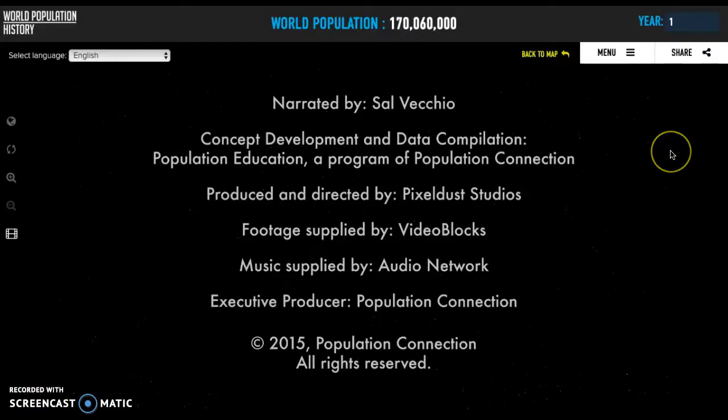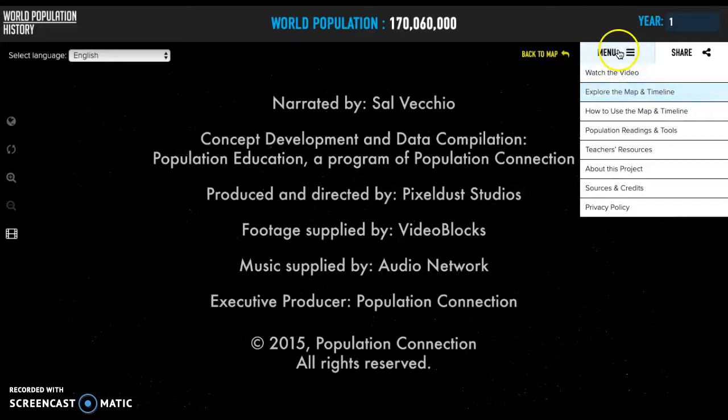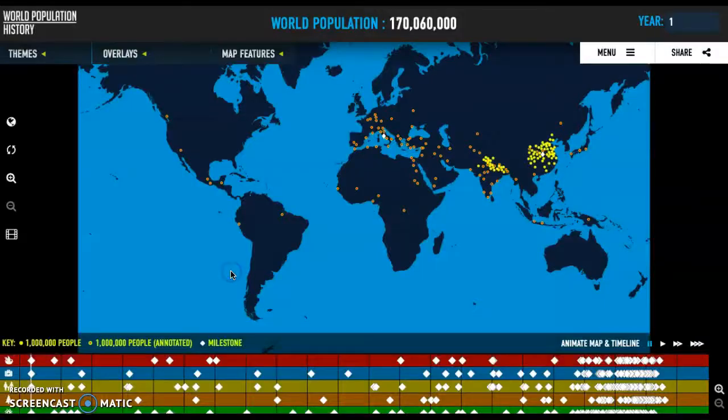Okay, so for the rest of this lesson, you're going to be using this website. So you're going to want to come up to menu. I want you just to kind of cruise around the website. You can look at exploring the map and timeline. If you want to know how to use it, you can click here. Population readings and tools. I'd suggest going to explore the map and timeline. We've already watched the video, so just go to explore the map. And here you can look at a bunch of different things.